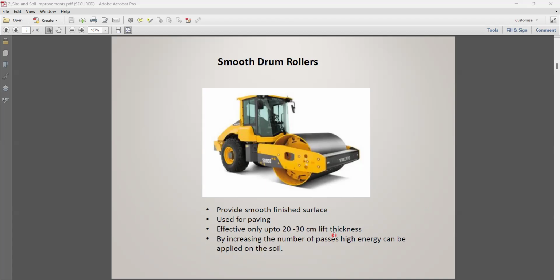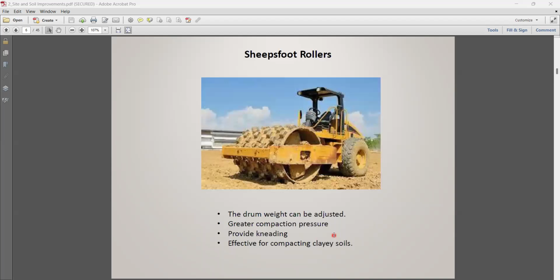So in the exam, I might ask, compare shallow compaction methods or the machinery used for shallow compaction. You should be able to tell, okay, there are smooth drum rollers, and another example, sheep foot roller. What's the difference? Similarities, differences, etc. Okay, so sheep foot roller.